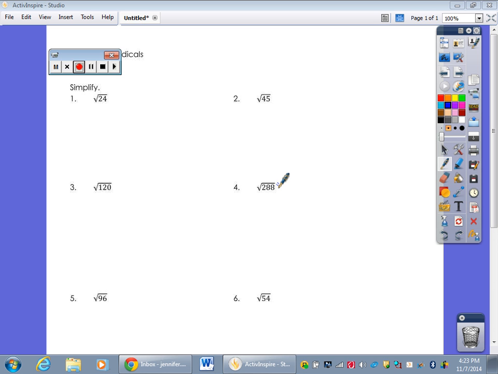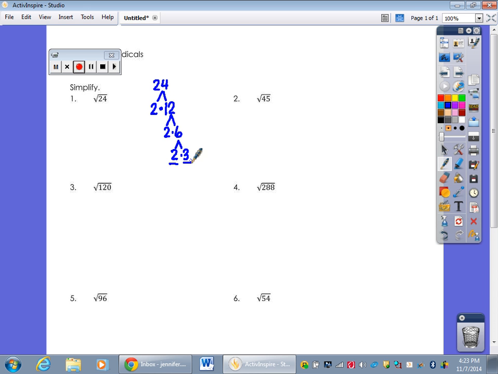Okay, so today we learned how to simplify radicals. And so I taught you guys how to make a factor tree. So start with the lowest number that goes into 24, which is 2 times 12. And then 12 would be 2 times 6. And then 6 would be 2 times 3.